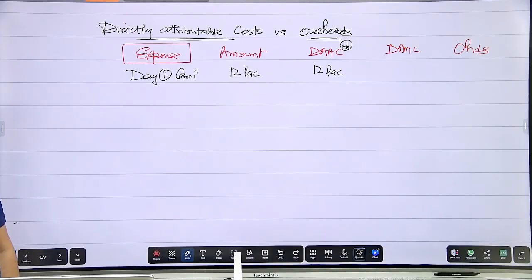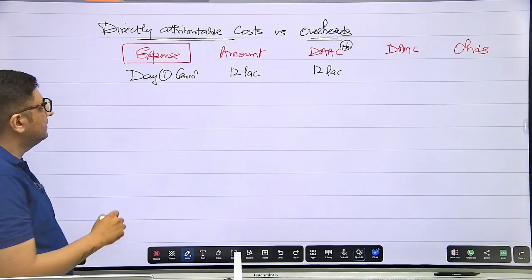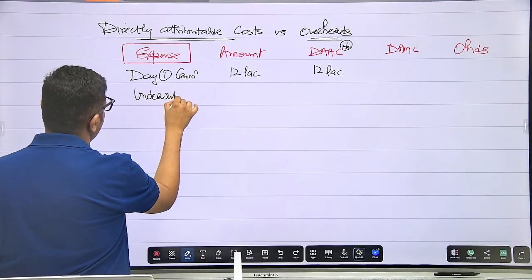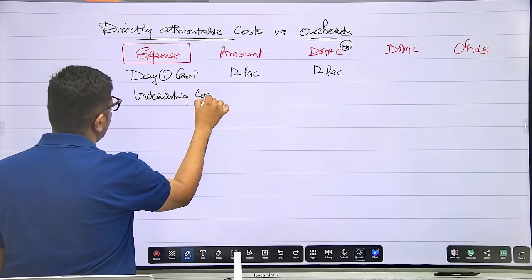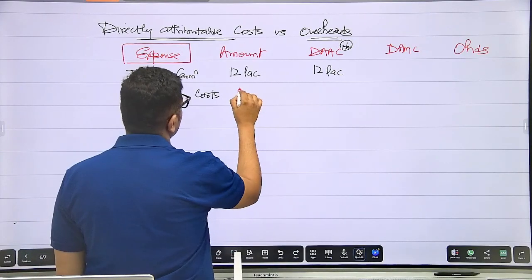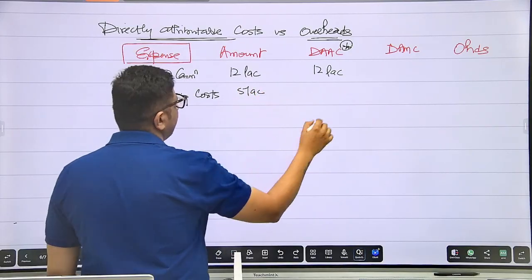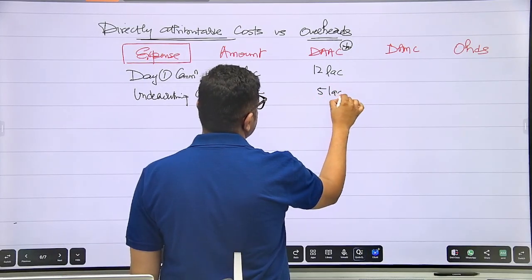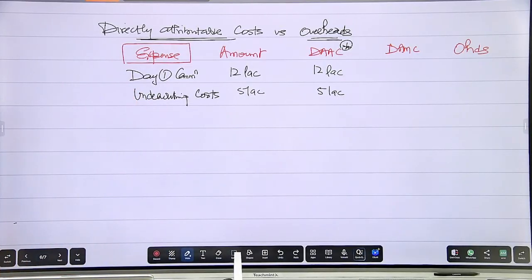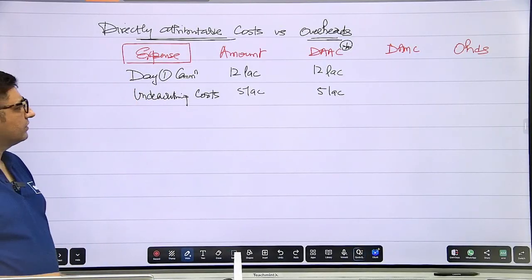Likewise, I may look at the underwriting cost. Give it a number again. Let's say we're talking about 5 lakh. So, very likely this entire 5 lakh would sit in this category once again.